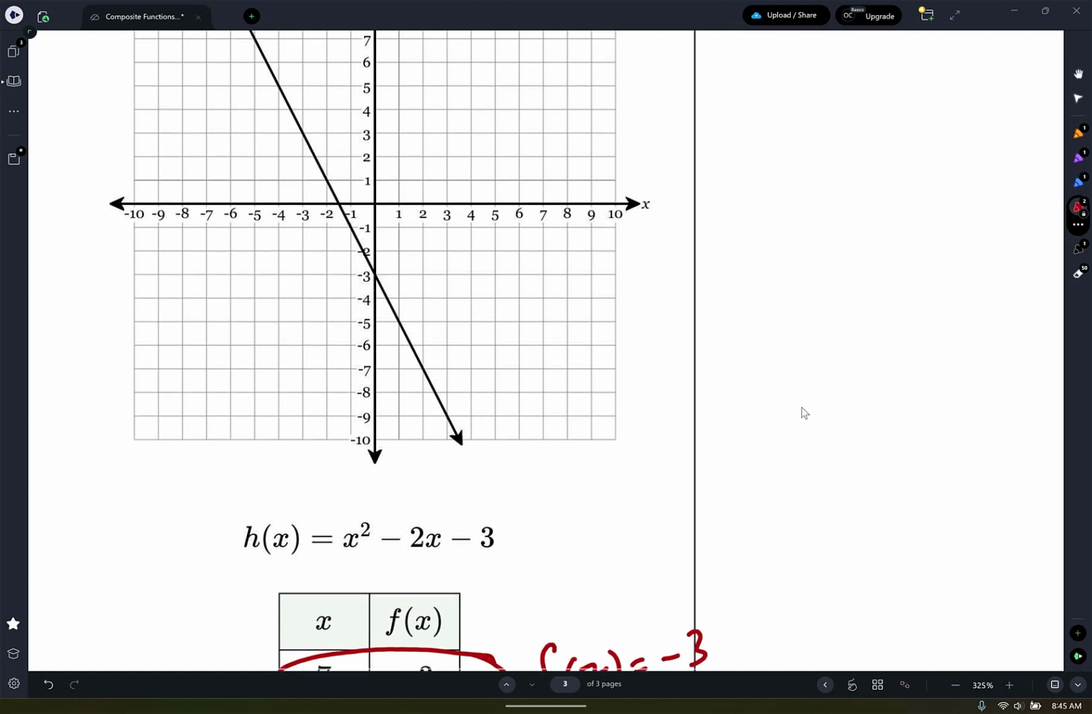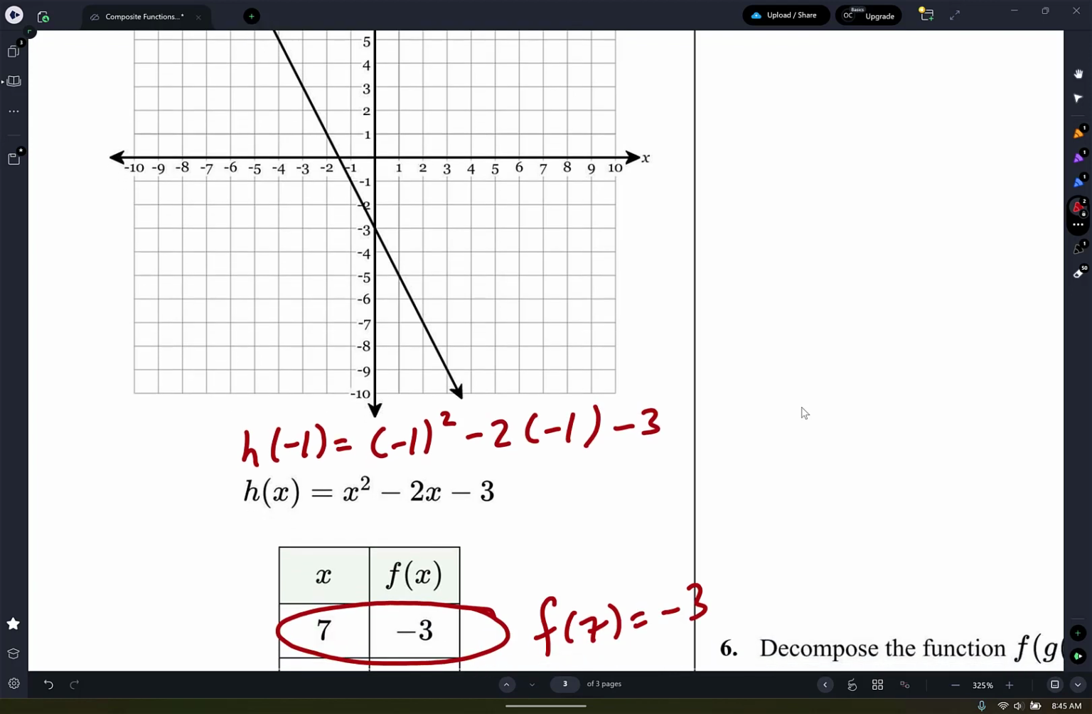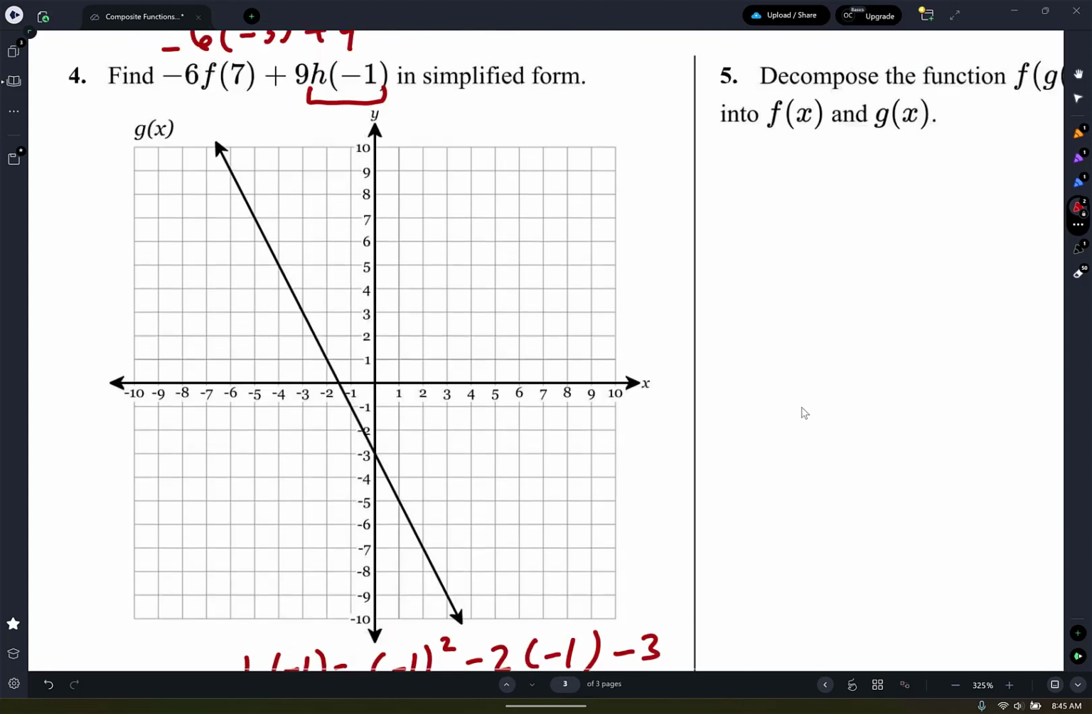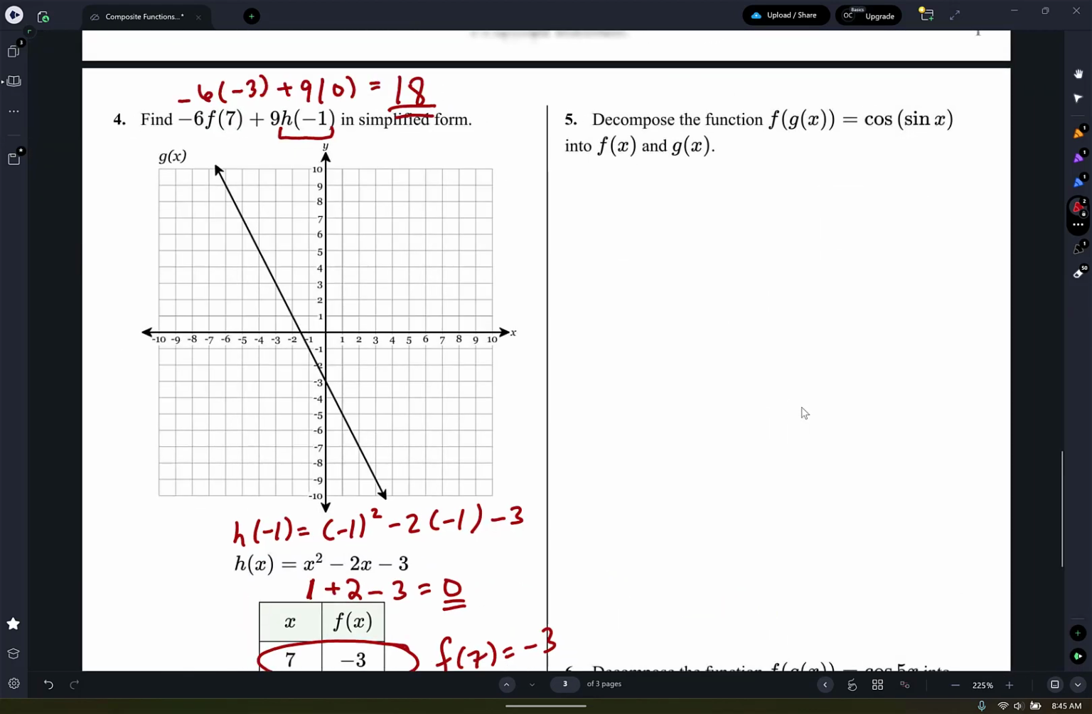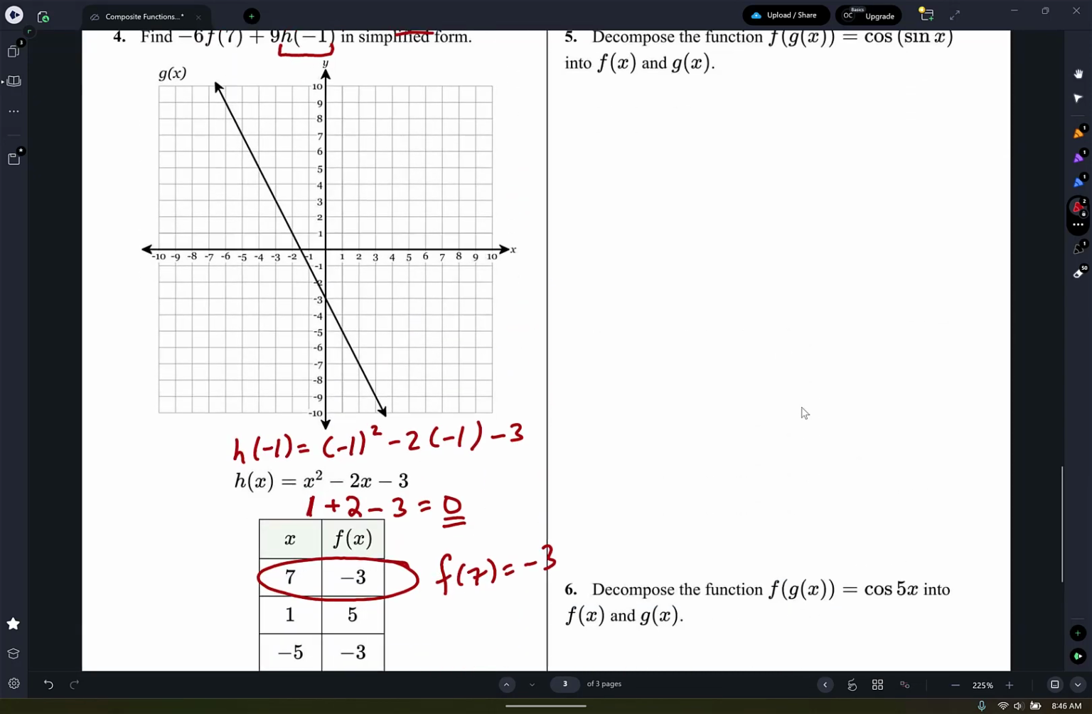So I look for h. So here it is. h of negative 1 equals negative 1 squared minus 2 times negative 1 minus 3. Let's see what that is. Negative 1 squared is just a 1. Negative times a negative is a positive, minus 3. So 1 plus 2 is 3, 3 minus 3 is 0. So it looks like 0. So 9 times 0. So I'm just getting the number 18. Does everyone see how I did that, guys? Okay. And it looks like we got 2 left, and that's it.